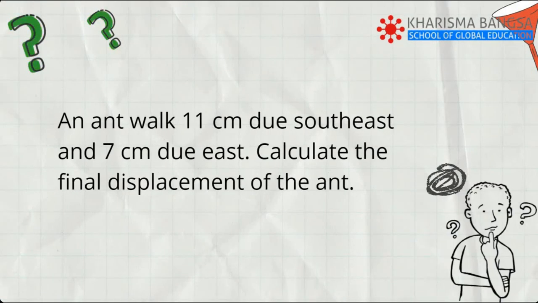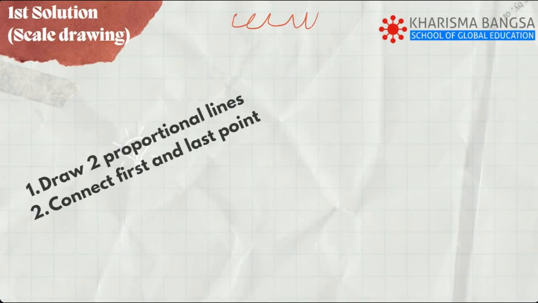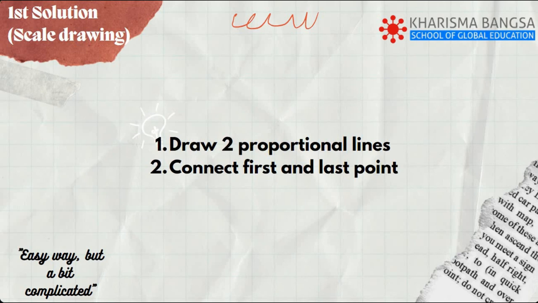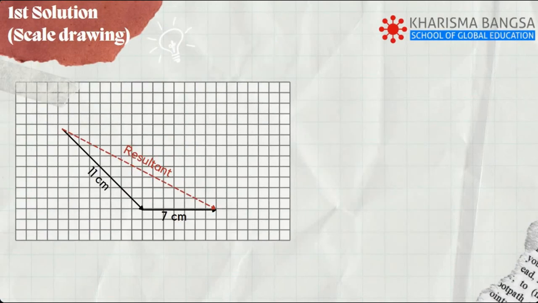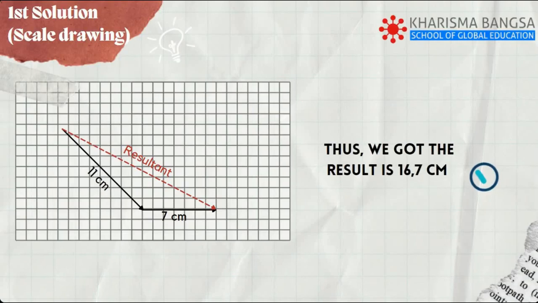Now, let's go to the question's example of combining displacement. An ant walked 11 centimeters due southeast and 7 centimeters due east. Calculate the final displacement of the ant. There are two ways to solve this problem. The first solution is using the scale drawing, where you need to draw two proportional lines and connect the first and last points of the line. As you can see, we can measure it by the ruler and find the resultant, which is 16.7 centimeters.